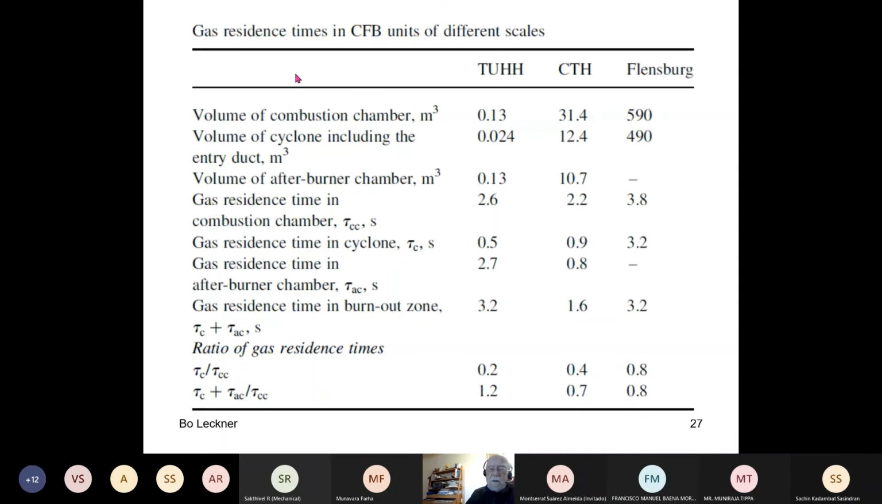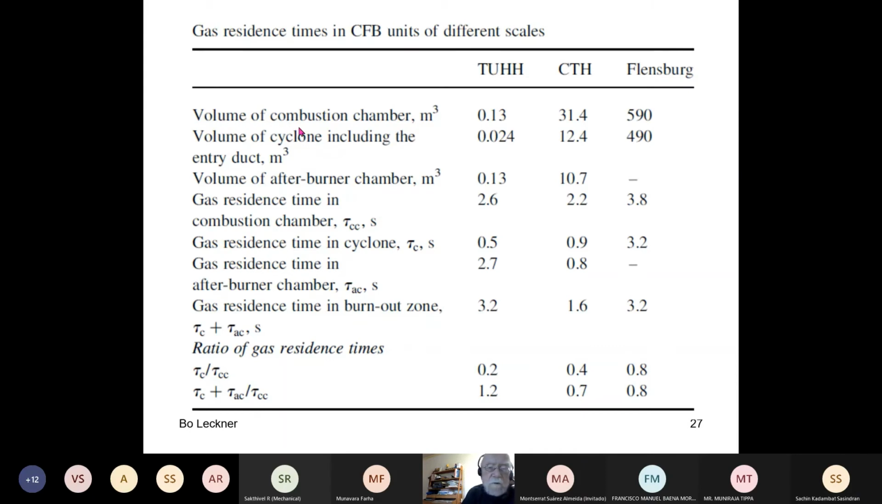So here is the data that we have had, and this is our Chalmers reactor, and this is the German one, and there was another, a commercial boiler in the small town of Flensburg in northern Germany. So we also compared the various data with this Flensburg boiler just to get an idea of the residence times that were available in various equipment.